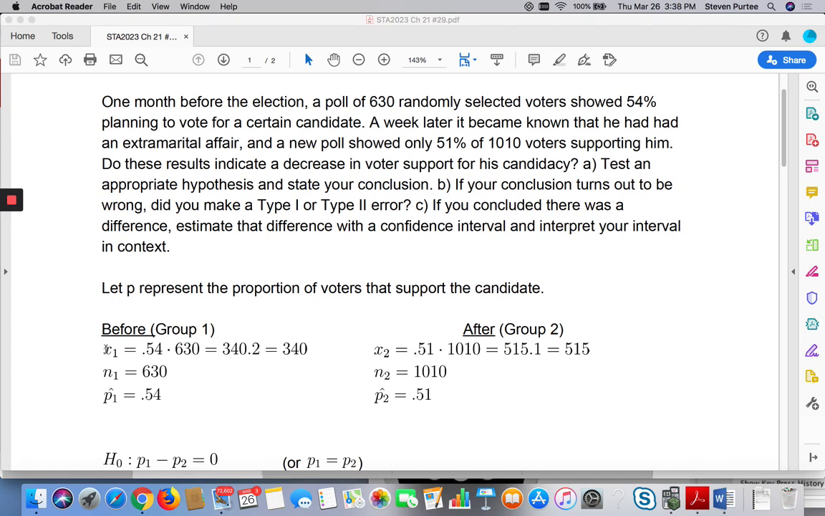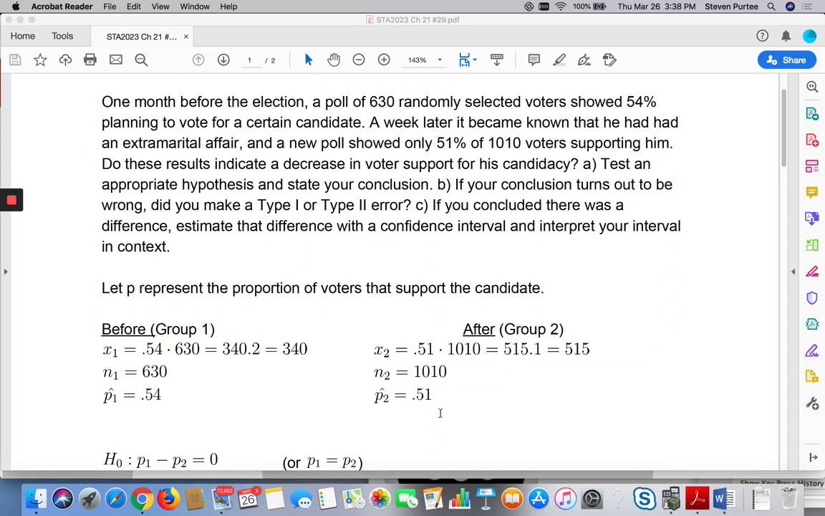But before this scandal, 54% of people out of 630 supported him. So my P hat, my sample success rate, was 54%. Then x1, to get the x's, we multiply. 54% times 630 is 340.2. But remember, you can't have half a person. We always have to round x. It must be a whole number.